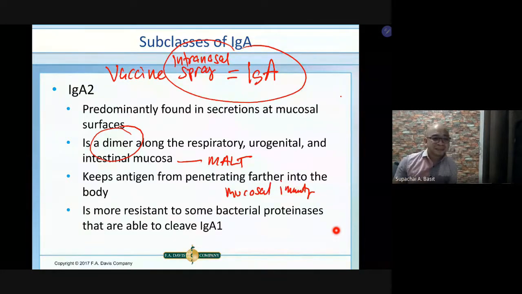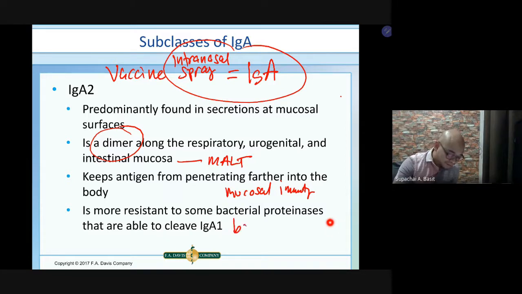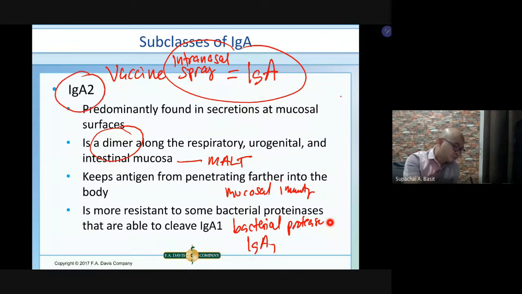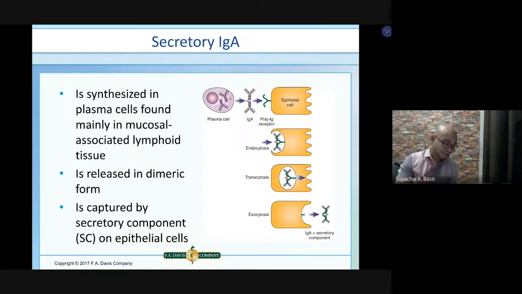So it is more resistant to bacterial proteinases that are able to cleave IgA1. Do you know that bacterial protease can cleave and destroy IgA1, but IgA2 is more resistant to it. Okay, so IgA therefore is very important.